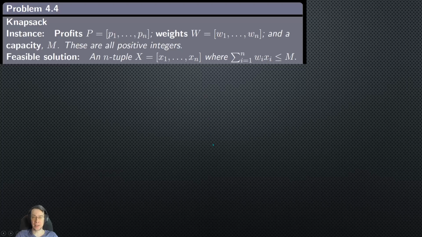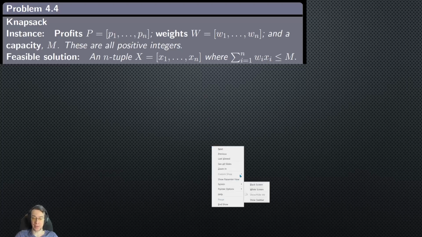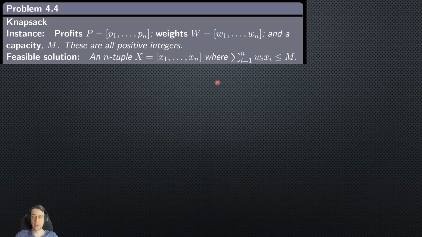And each of these items also has a weight. So we have a sequence W of weights. And we'll label these weights W1 up to Wn. So Wi represents the weight for item i, profit Pi is the profit for item i.